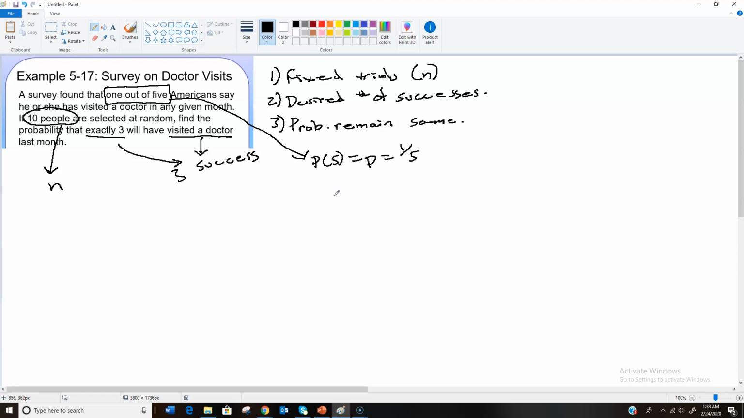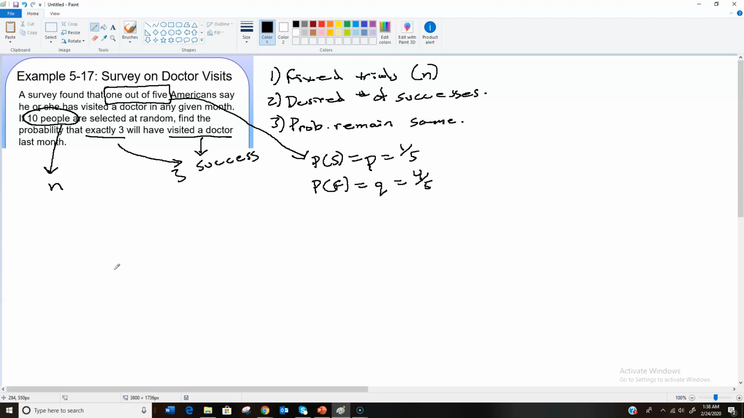So while we're talking about that, let's go ahead and do the probability of our failure. That's called our Q. If our probability of success is 1/5, then our probability of a failure is 4/5. These two together have to be 100% because that's the only two things that can happen. Either you have a success or you have a failure.